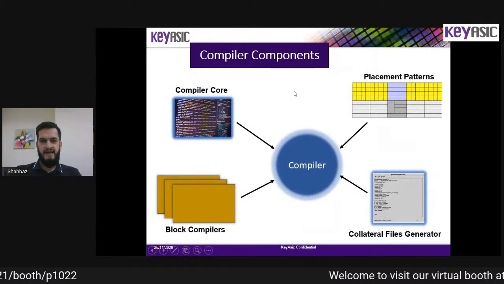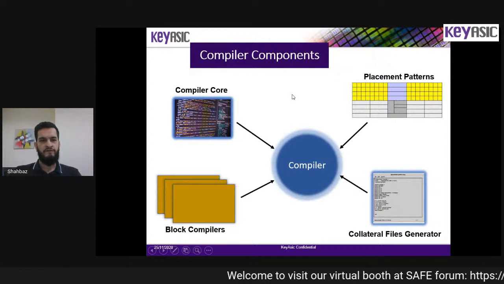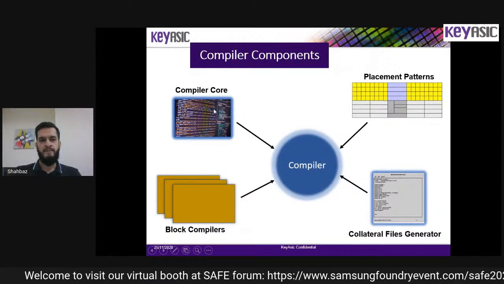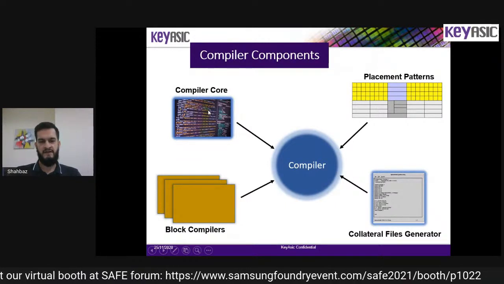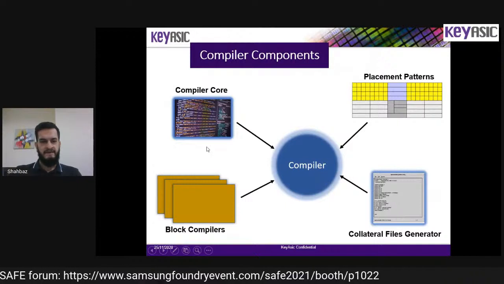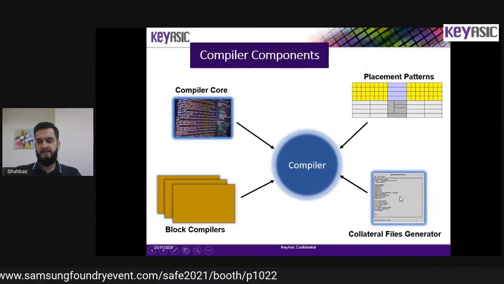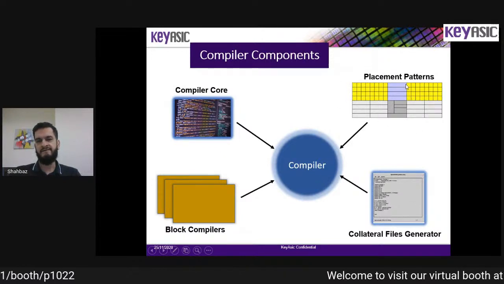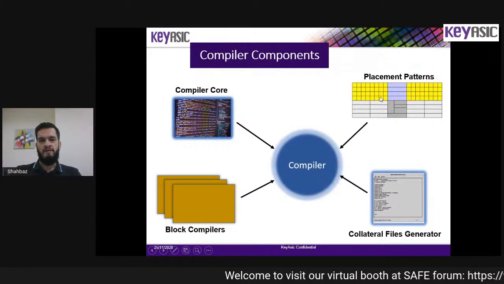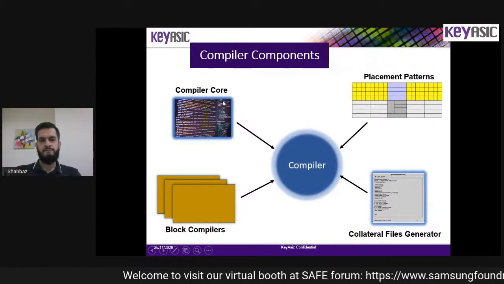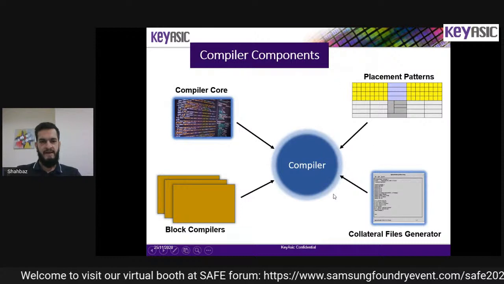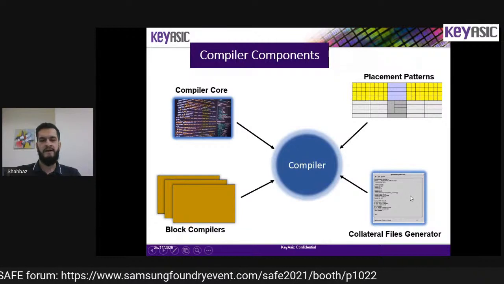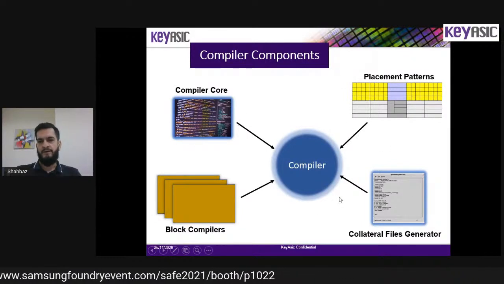So in this slide, you can see the various components of the memory compiler, including the compiler core, which is the main engine. All the inputs essentially come to this engine core, right? And then we have the block compilers, the collateral files generator, and the placement patterns. These are essentially the configuration files, right? So with all these inputs, the compiler core is able to generate a GDS and other collateral files with the use of the collateral file generator, right?